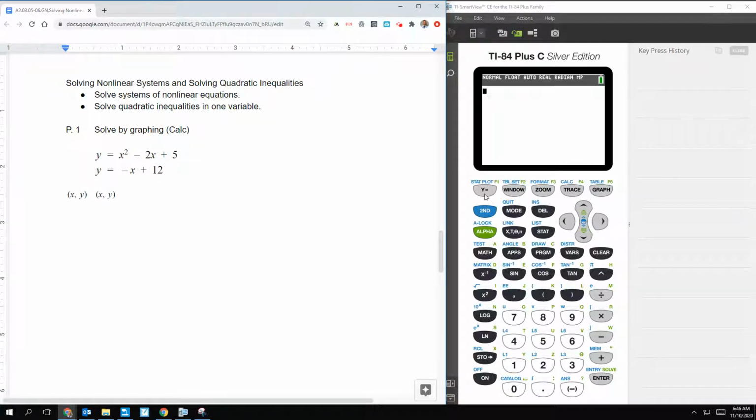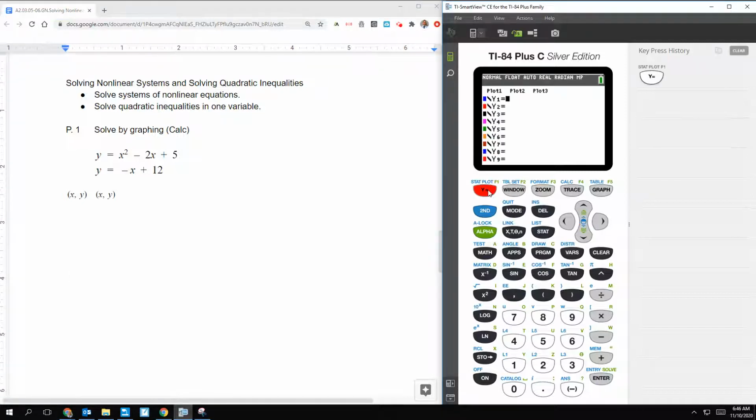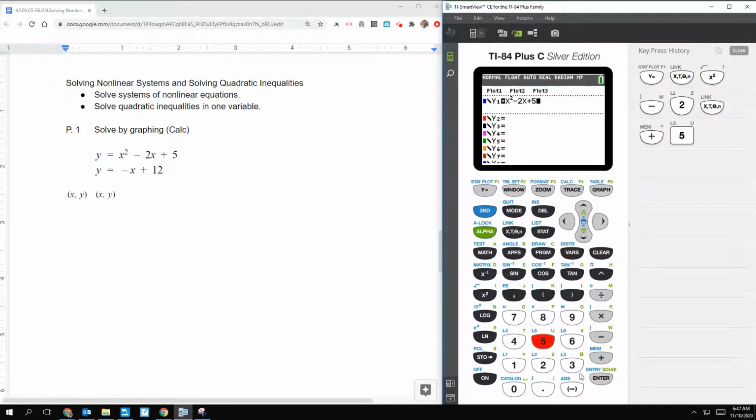So we can use our calculator. I'm going to use the y equals, and I'm going to type these two equations in. So we have x squared minus 2x plus 5. And then we have negative. We want to use this sign down here because we don't want to put a minus sign in front of there, because that would be an error. So I say negative x plus 12. And then we can go ahead and graph.